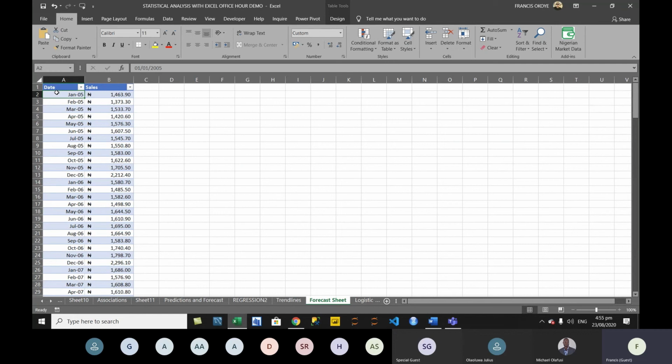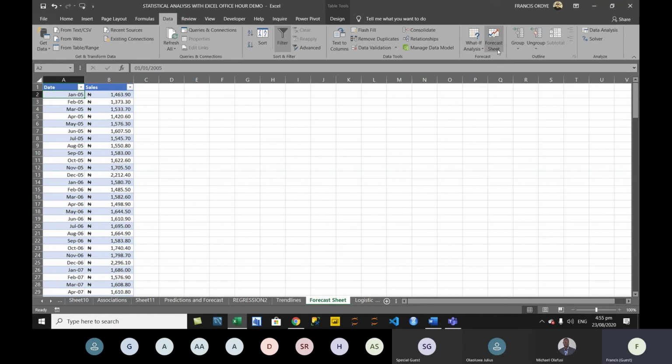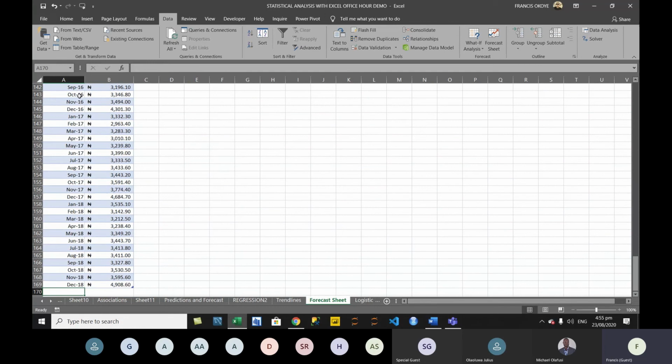So to do that, if you have a time series data and you make sure there's no missing data in between, then your forecast is very easy. There's a tool already known as forecast sheets. So if I click on forecast sheet, what do I want to forecast? My data set is from 2005 to 2018. I want to forecast monthly data for 2019.